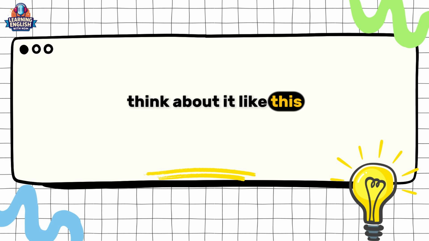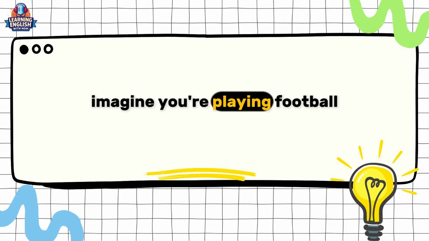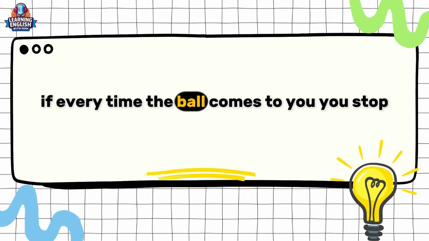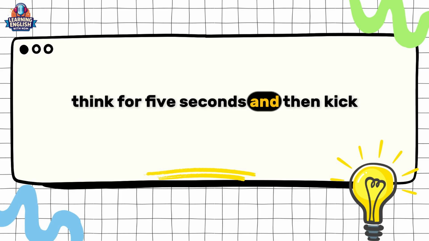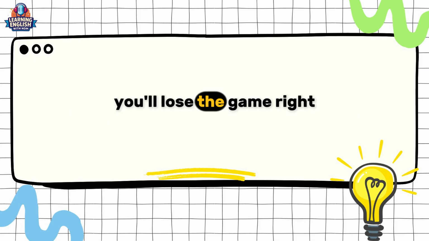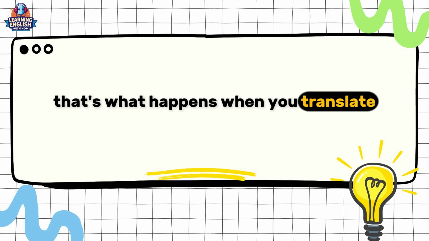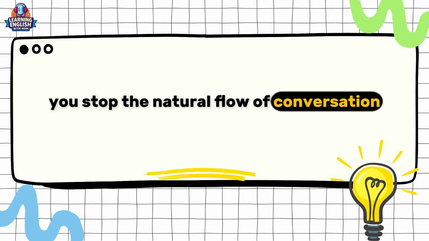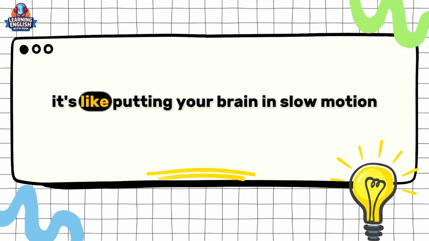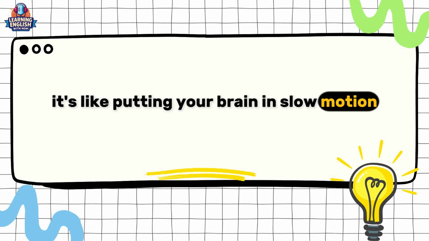Think about it like this. Imagine you're playing football. If every time the ball comes to you, you stop, think for 5 seconds, and then kick, you'll lose the game, right? That's what happens when you translate. You stop the natural flow of conversation. It's like putting your brain in slow motion.